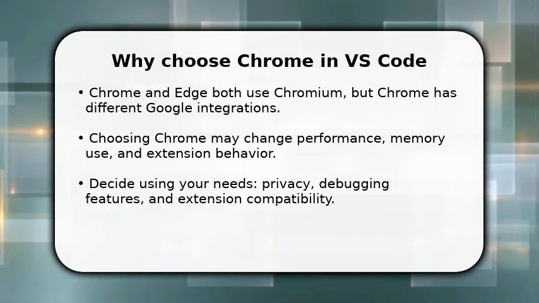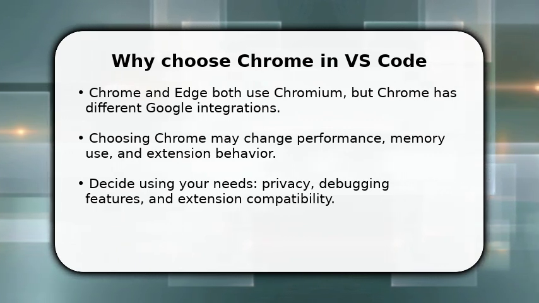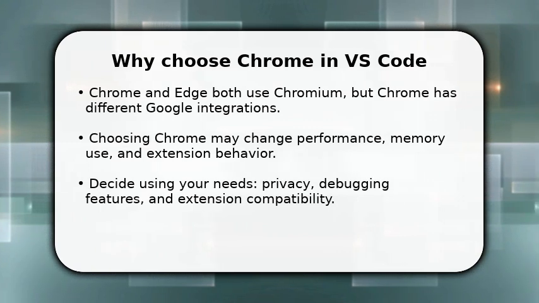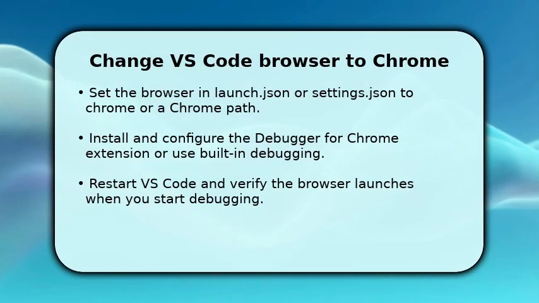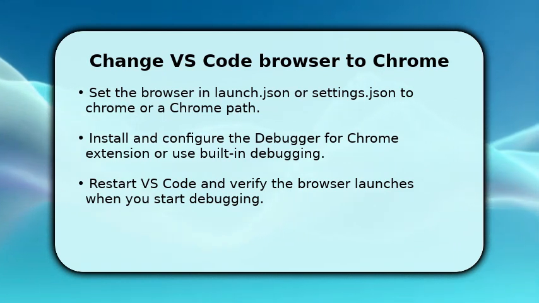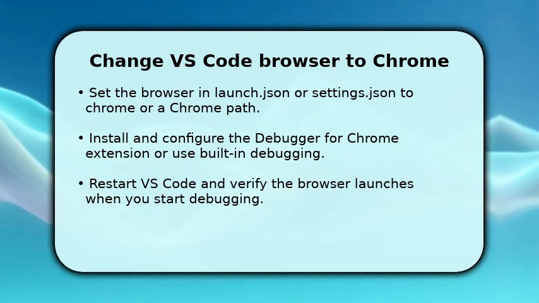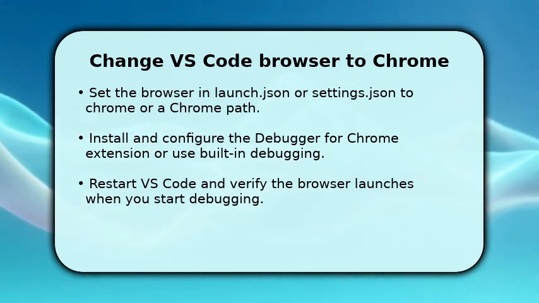Decide first whether you need specific Chrome-only extensions or tighter Google integration before changing settings in VS Code. Open your project in VS Code and find .vscode/launch.json to adjust debugging. Add or edit the configuration property runtimeExecutable, Chrome, or provide the exact Chrome path.